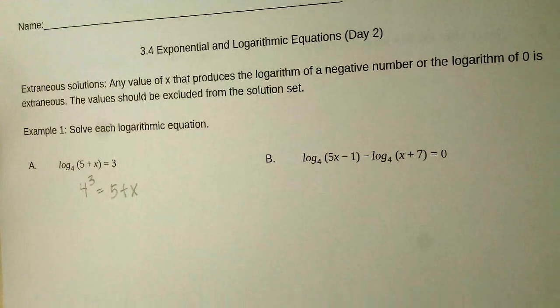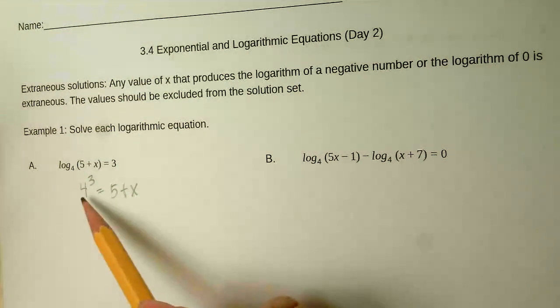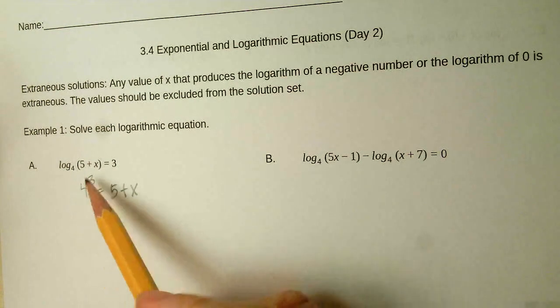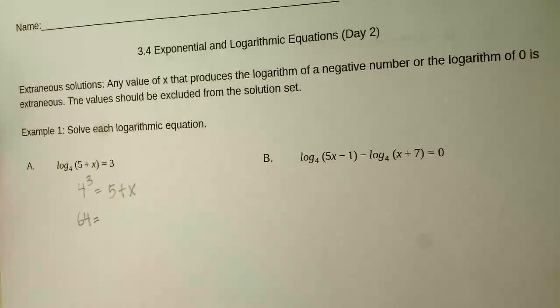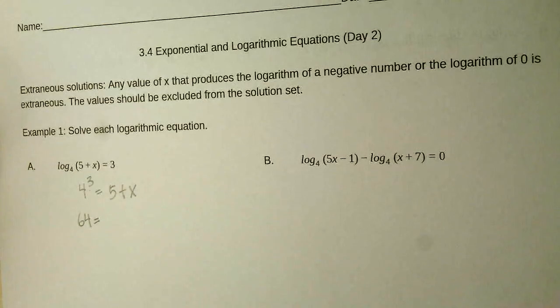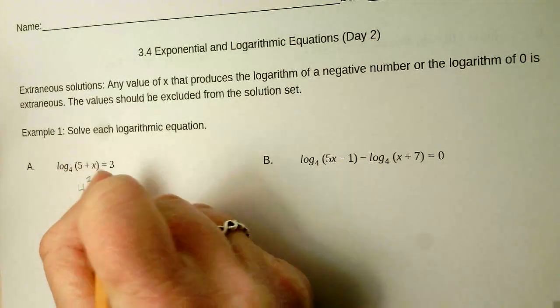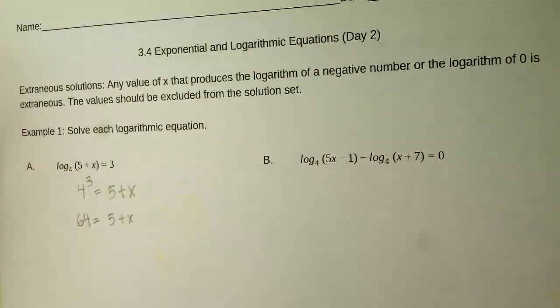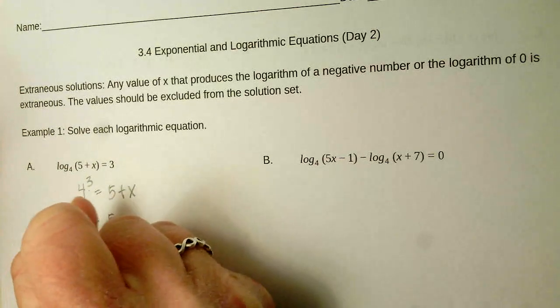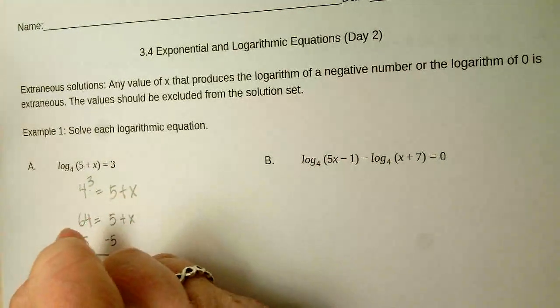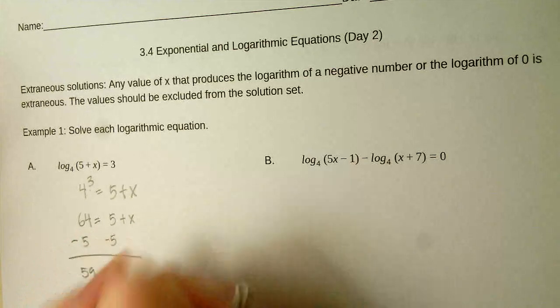We are going to evaluate, so 4 times 4 makes 16, times another 4 makes 64. If you're not real comfortable with your arithmetic, you're using a calculator. 64 is equal to 5 plus x. To solve for x, we're subtracting 5 from both sides, and we get 59 equals x.